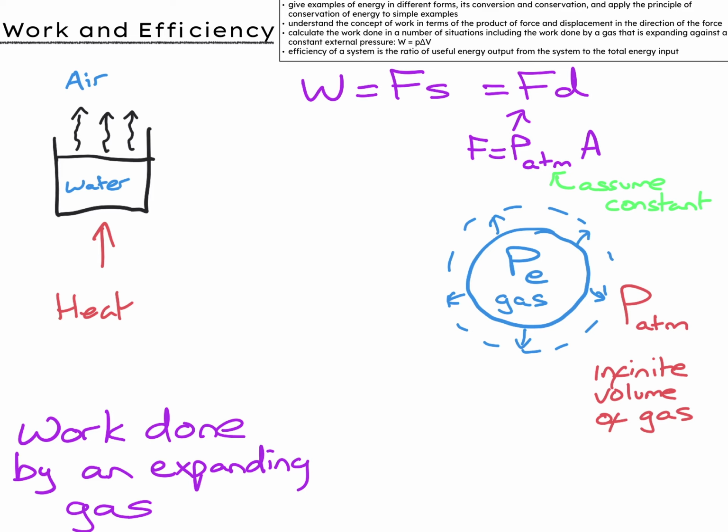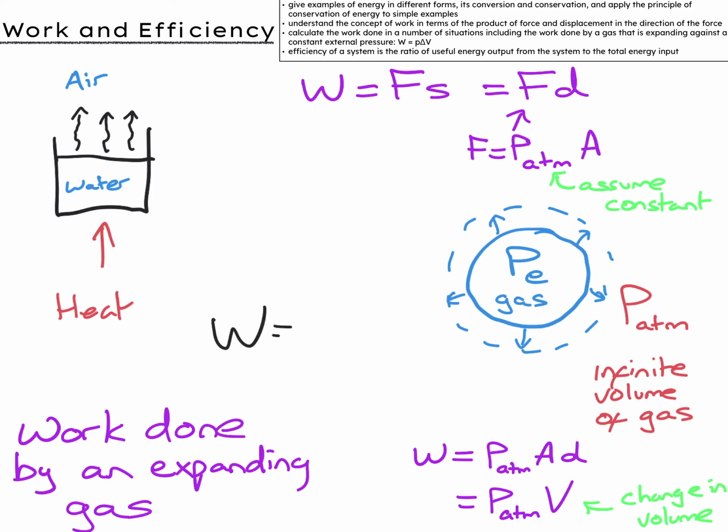We're going to apply this force through distance D. So work done is PAD, which is PV, where V is the change in volume of the gas, not the absolute value of the volume, the change in volume. To clarify this, we'll write it as W equals P delta V, and that's a handy formula for work done by an expanding gas, assuming it is expanding against constant external pressure.